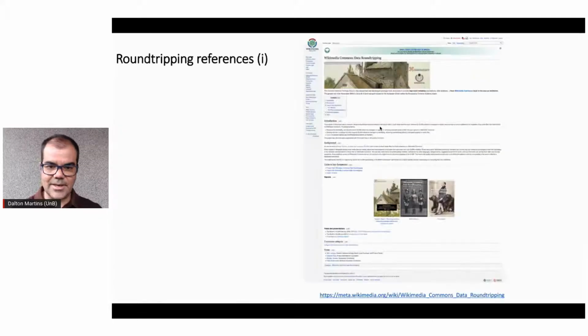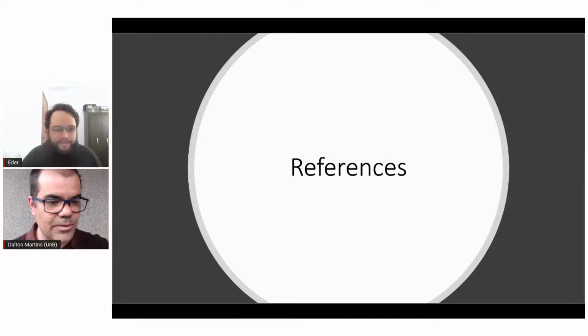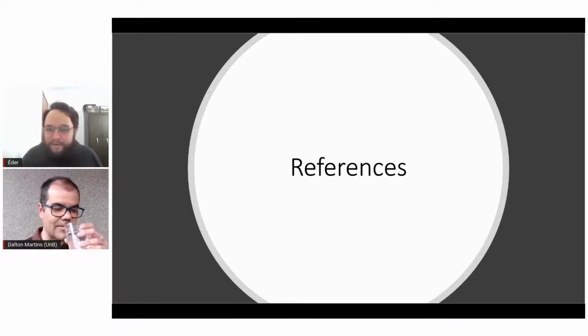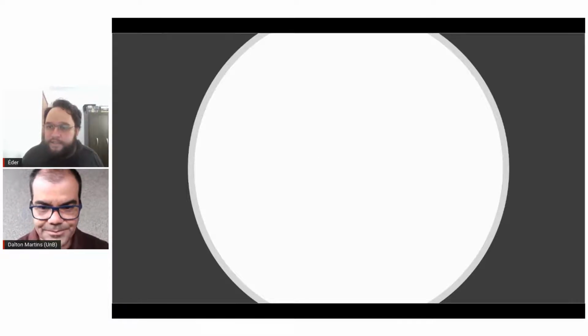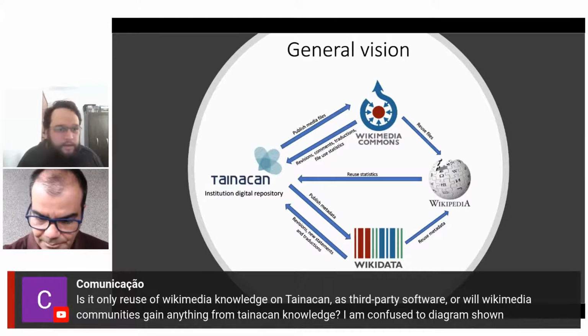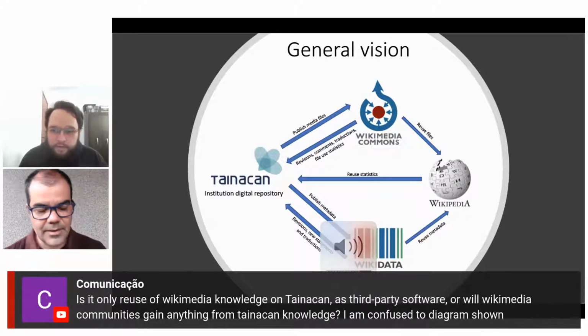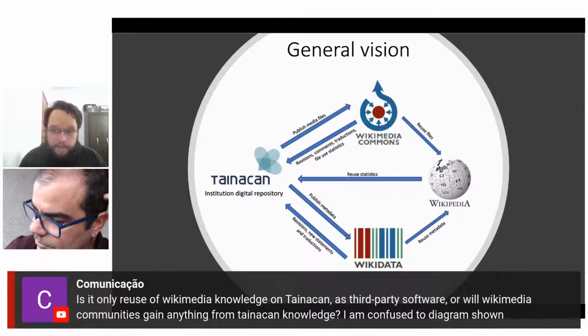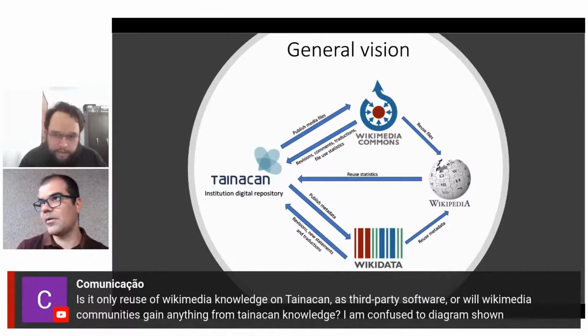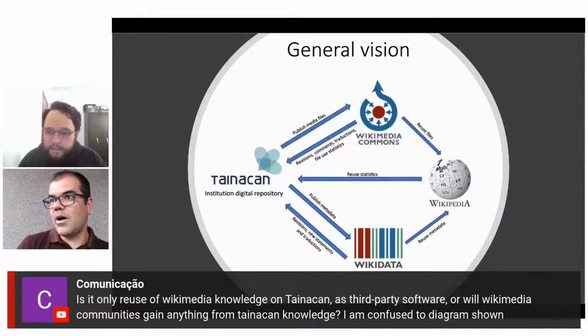To do that, we have some problems. This is the question that I would like to discuss. And first of all, I would like... Sorry. Okay, Éder, we have a question about the graph. I think it's interesting that we show it here. Let me read it to you. Is it only reuse of Wikimedia knowledge on Tainacan as a third-party software, or will Wikimedia communities gain anything from Tainacan knowledge? The person is confused by the diagram.